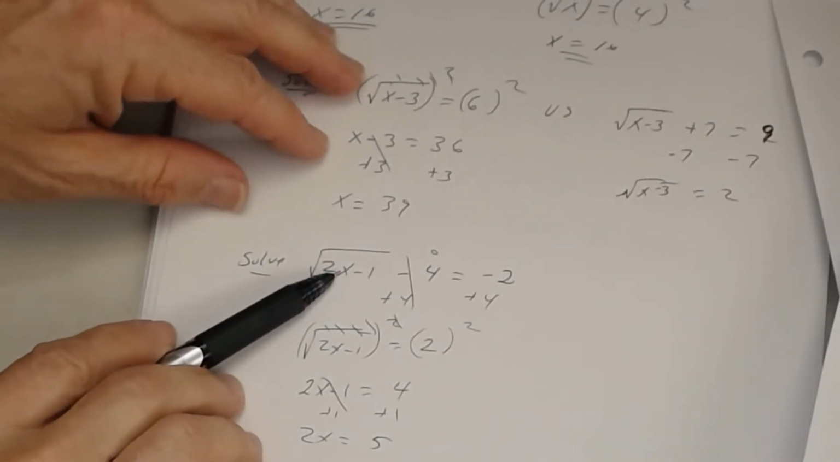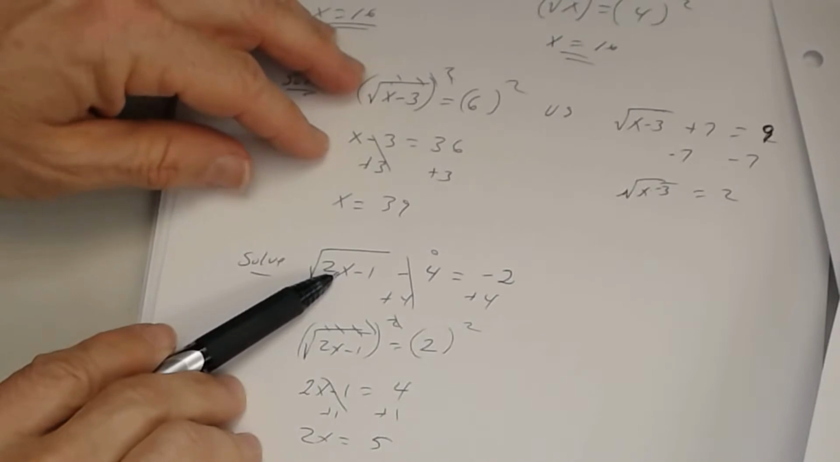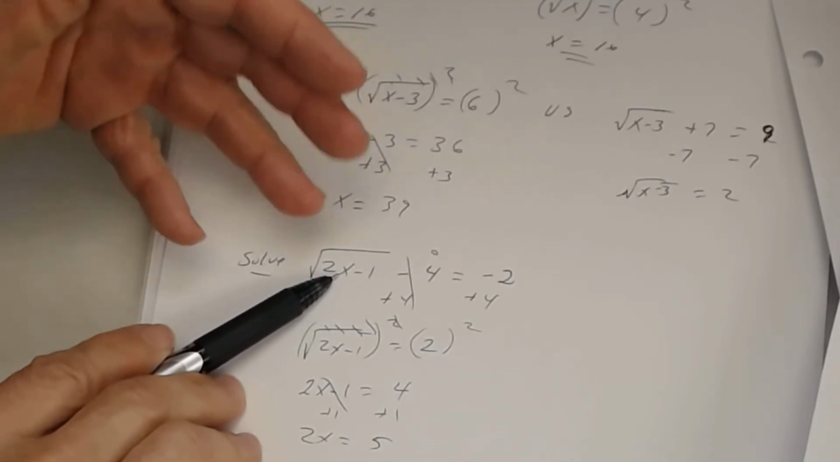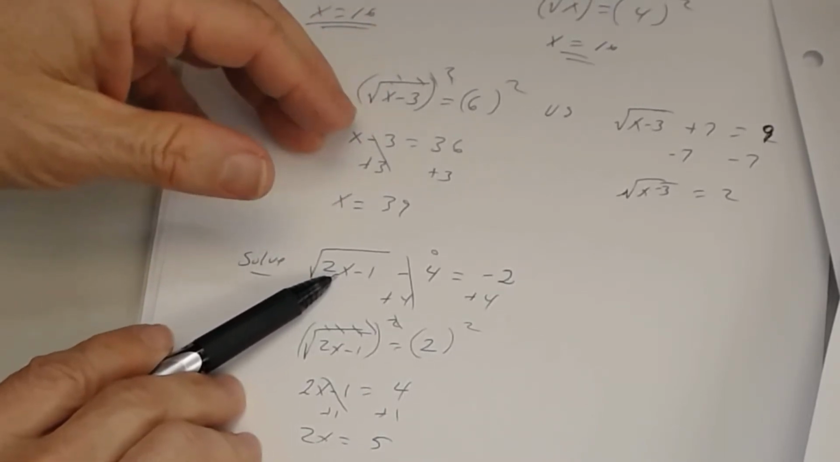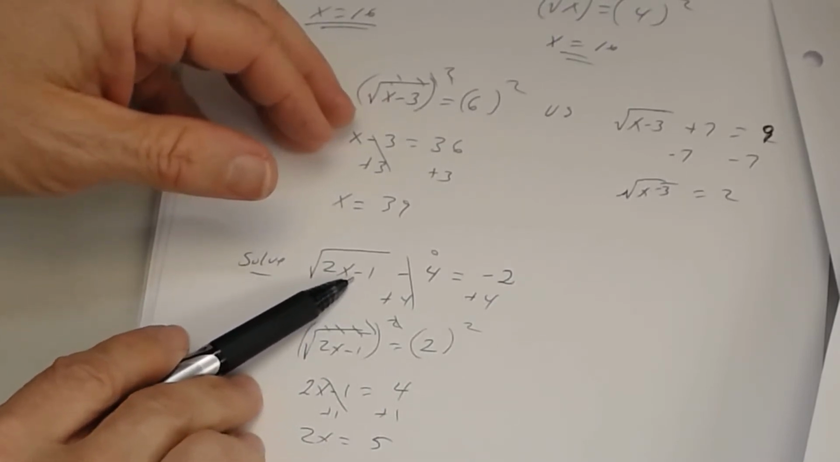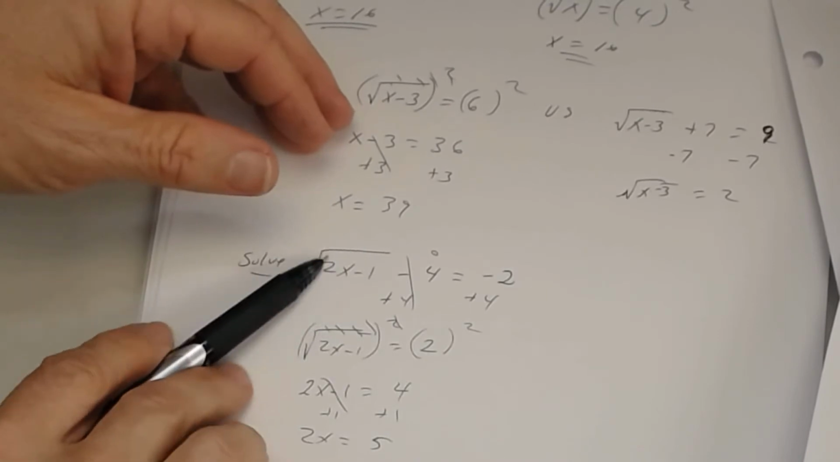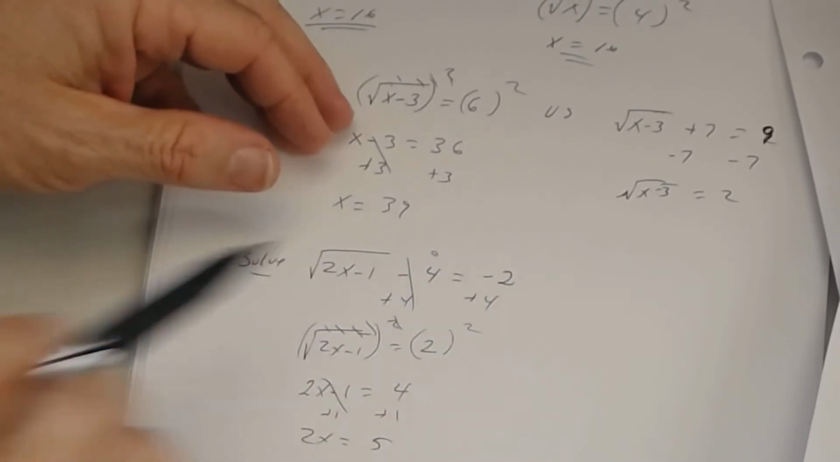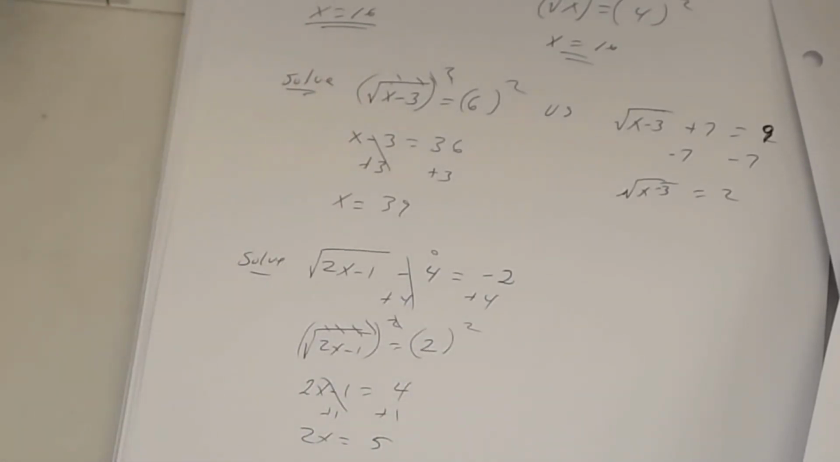What's 2 times 5 halves? Not 10. 10 halves, which is what? 5. 2 times 5 halves is 5. What's 5 minus 1? 4. What's the square root of 4? What's 2 minus 4? Negative 2. And that's what you wanted. Okay? So you can always check these radical equations easily.